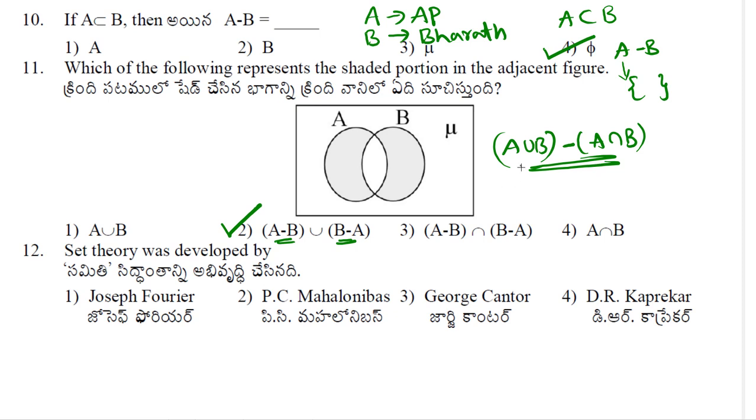So this is denoted by A delta B. So in the options, if we have A delta B, then yes, that is correct. If we have A minus B union B minus A, yes, that is correct. If we have A union B minus A intersection B, that is also correct.